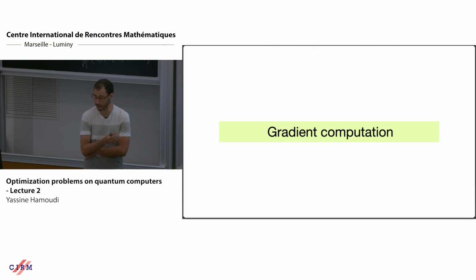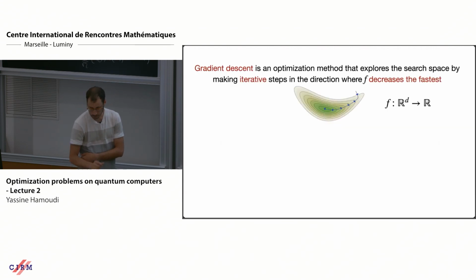Yesterday we already saw applications of the QFT, in particular in quantum phase estimation, which heavily uses the QFT. But now we'll use the QFT in a different manner. We'll use it to compute the gradient of a function. So what is a gradient and why is it a useful object?